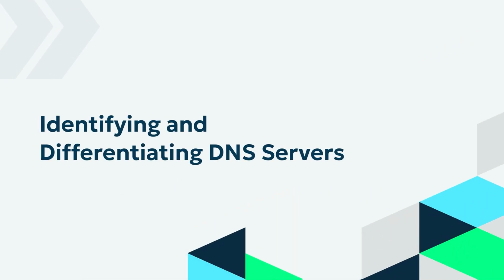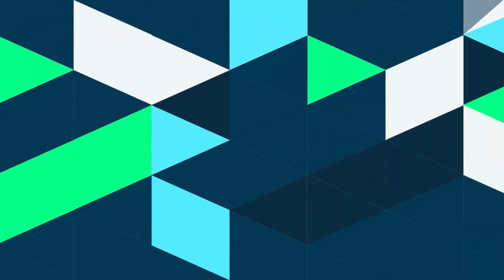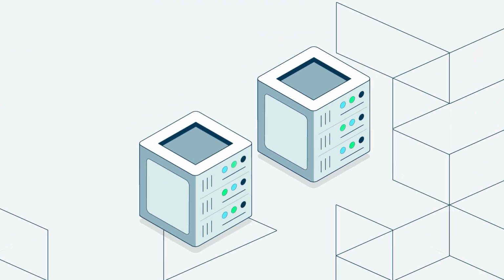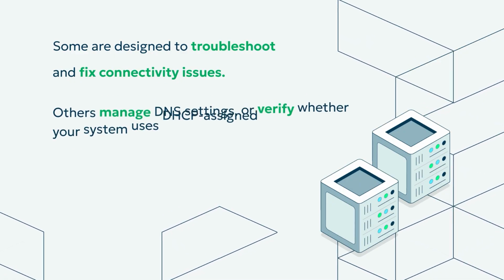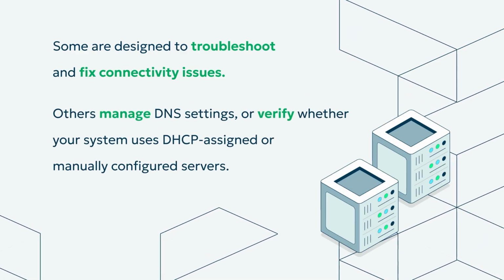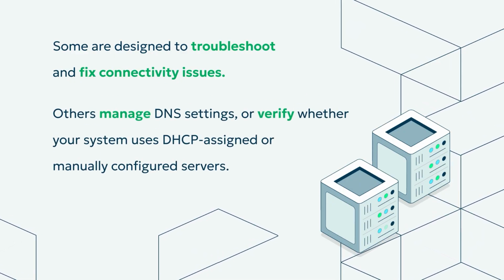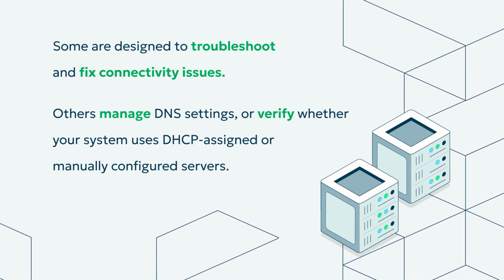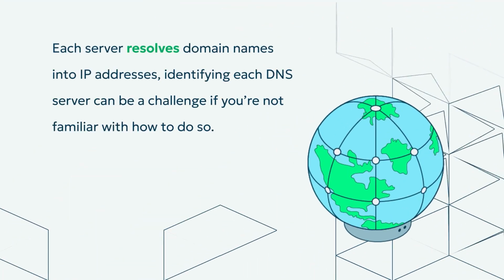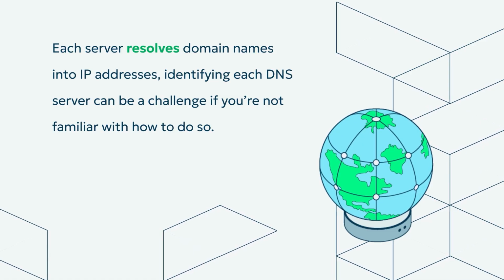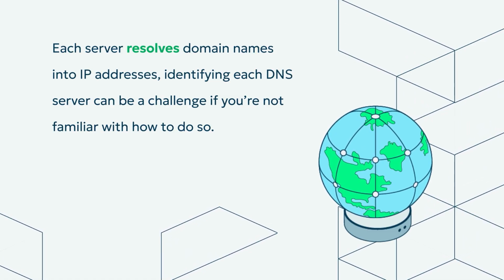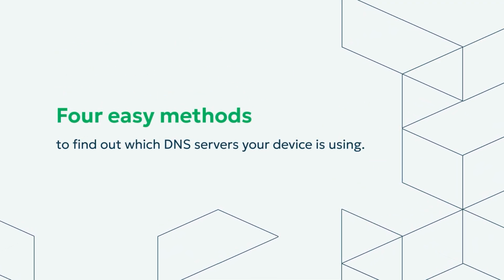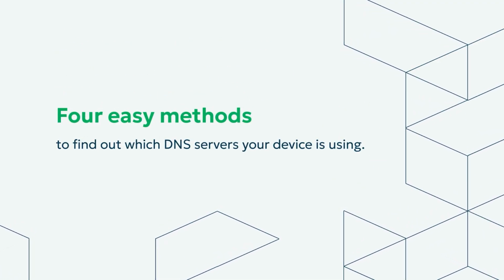Identifying and differentiating DNS servers. No two DNS servers are the same. Some are designed to troubleshoot and fix connectivity issues. Others manage DNS settings or verify whether your system uses DHCP assigned or manually configured servers. Because each server resolves domain names into IP addresses, identifying each DNS server can be a challenge if you're not familiar with how to do so. Fortunately, there are 4 easy methods to find out which DNS servers your device is using.